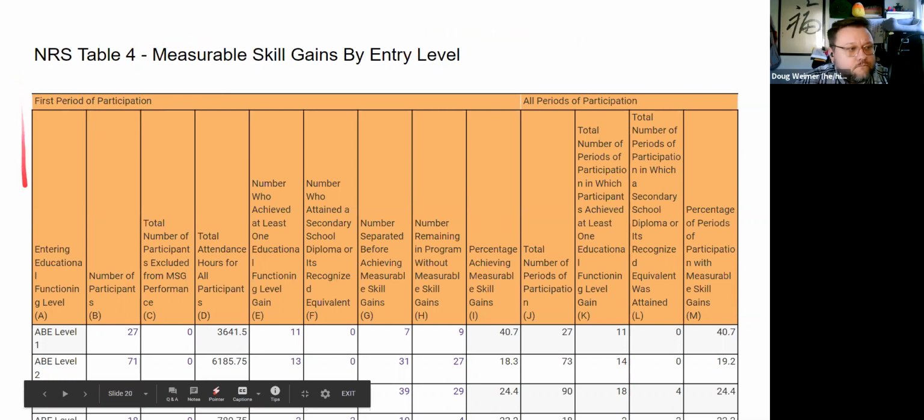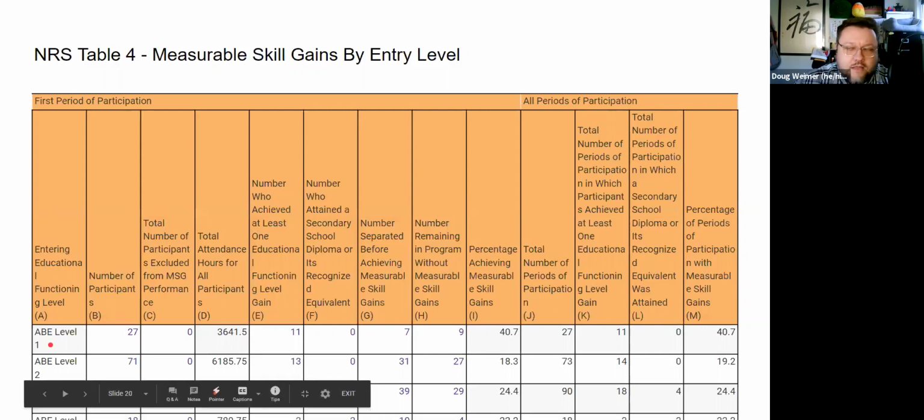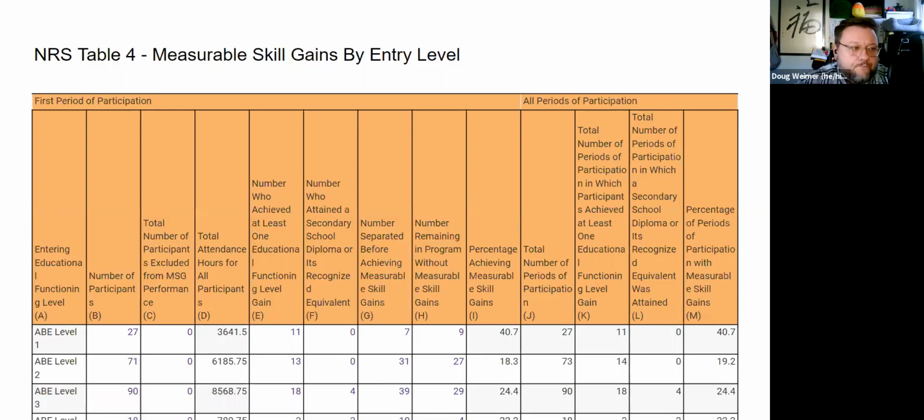First of all, once again, column A is the entering educational functioning level. So for AB level 1, the number of participants is 27. This means that there are 27 students that started at AB level 1 this program year. If they move up 2 levels in this program year, that's awesome. But they're still going to show up under AB level 1, not AB level 2 or so on. If they stay with us till next year, then they'll show up in their higher level.